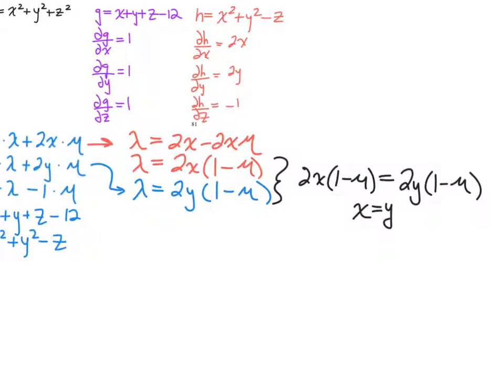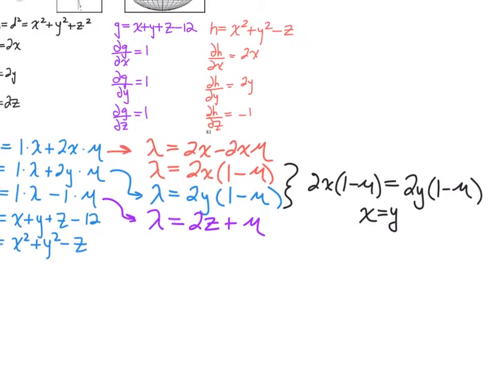I can also solve the third equation for lambda. And when I do that, I'll get 2z plus mu. All right, the idea being that hopefully we can flesh out one or more of the variables at some point. But just going off the idea that x is equal to y, we can take that and look at our constraint equations, do a substitution there, and see where that gets us.